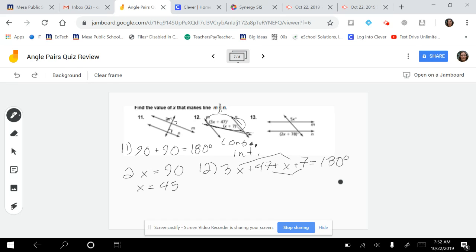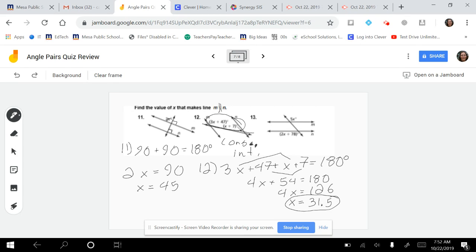So 3x plus x is 4x. 47 plus 7 is 54. I subtract 180 minus 54. Get 126. 126 divided by 4 is 31.5. Remember, everybody, we can get decimals.